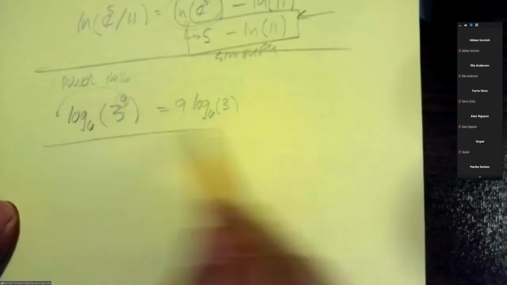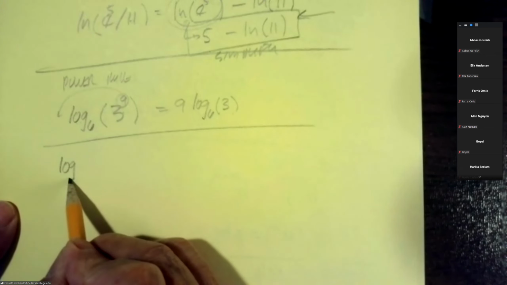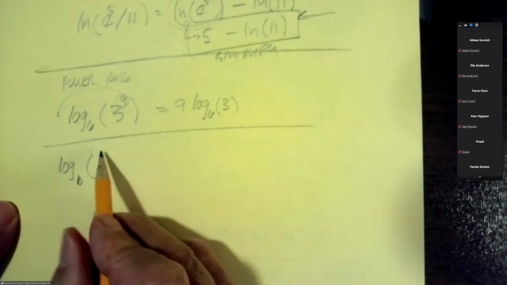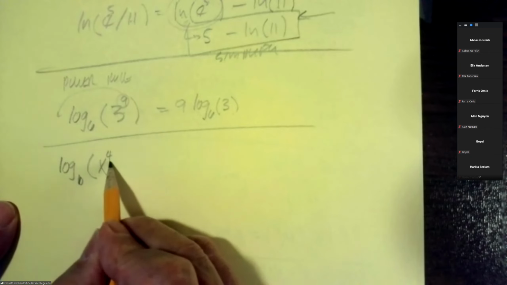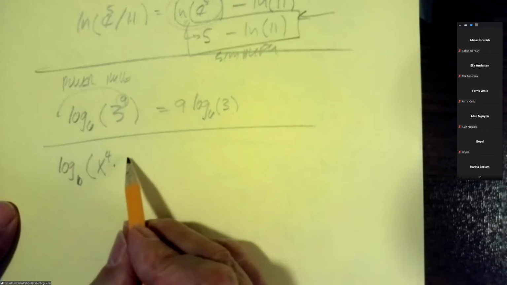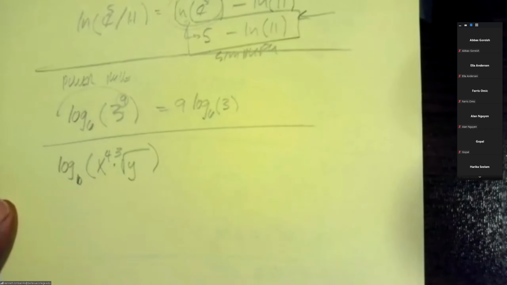Okay. I might have log base b of, say, x to the 4 times the third root of y.